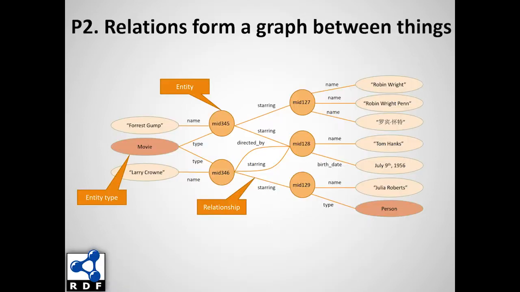Okay, so things are nice, but what really matters is the relationships between things. So we want to express that a certain product has a certain price, or that a certain product is provided by a certain supplier. So we take these entities as the nodes in a very large graph, and the links in that very large graph are the relationships between those entities.